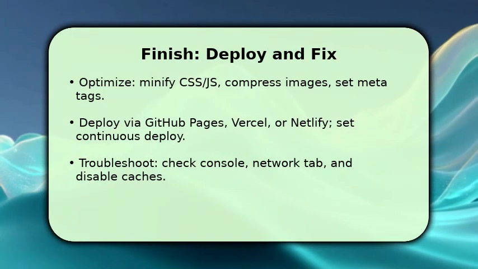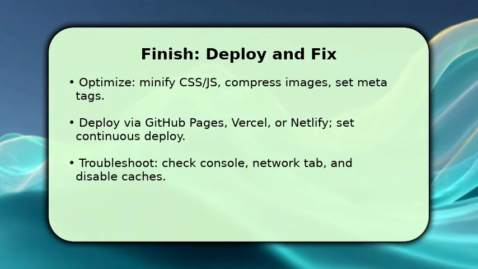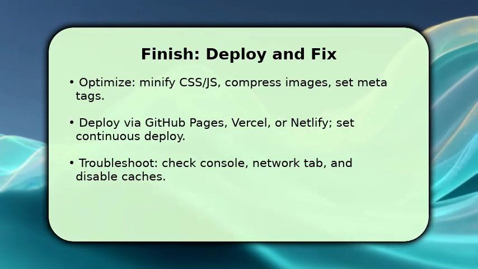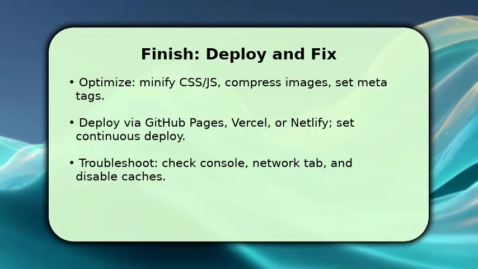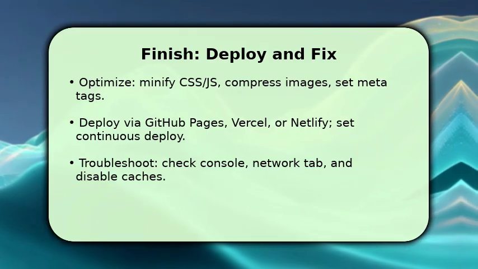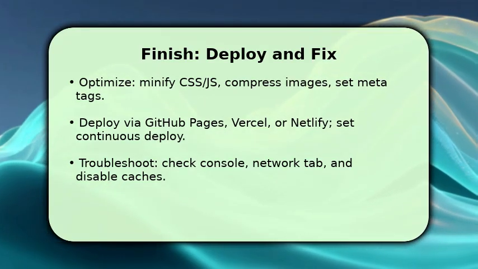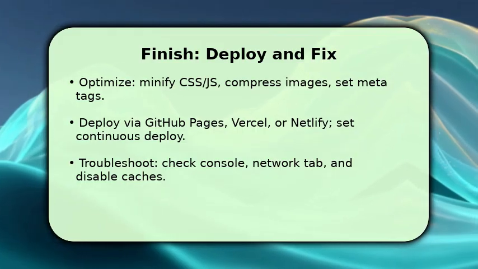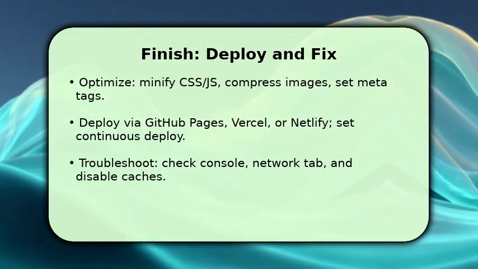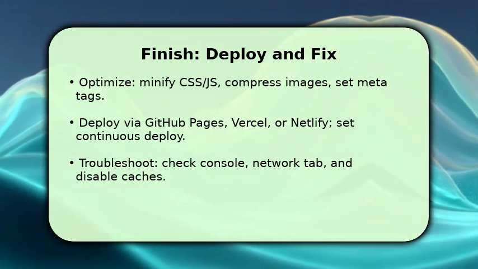To finish, optimize assets. Minify CSS and JS, compress images, and add essential meta tags for SEO and social previews. Push code to a Git repo and deploy with GitHub Pages, Vercel, or Netlify, enabling continuous deploy from your main branch. Once deployed, verify links and mobile layout.